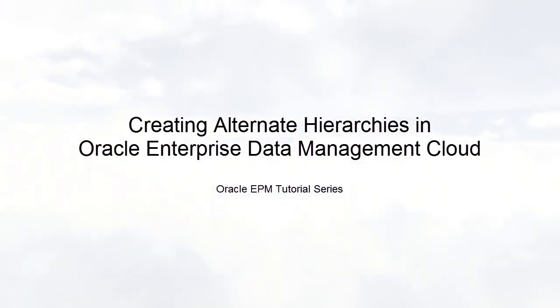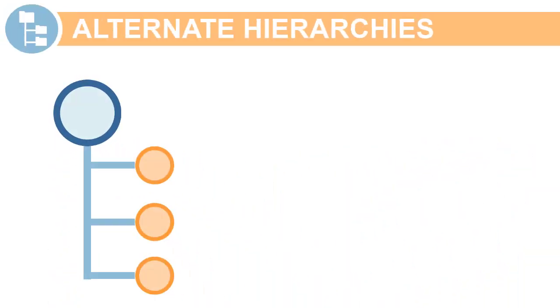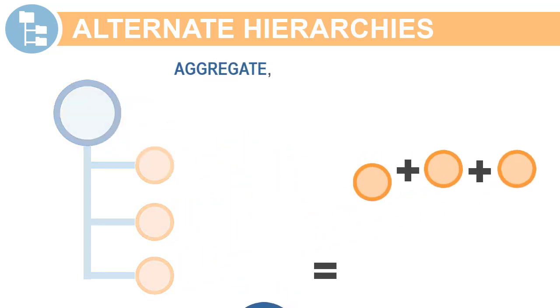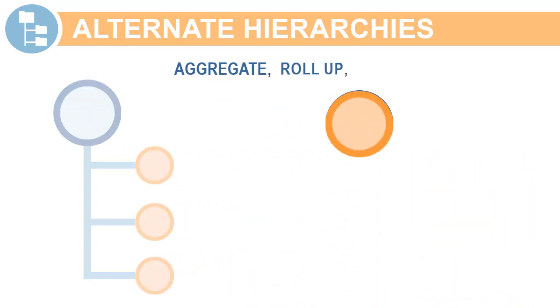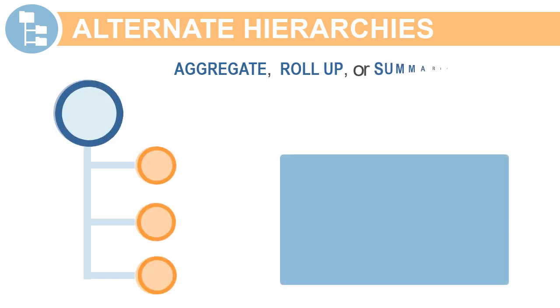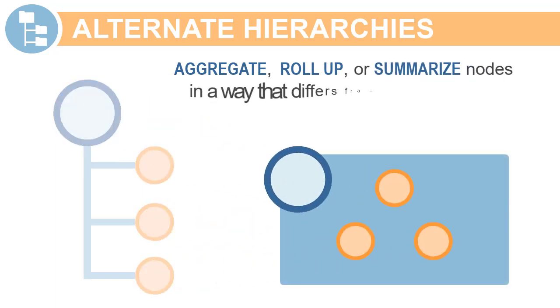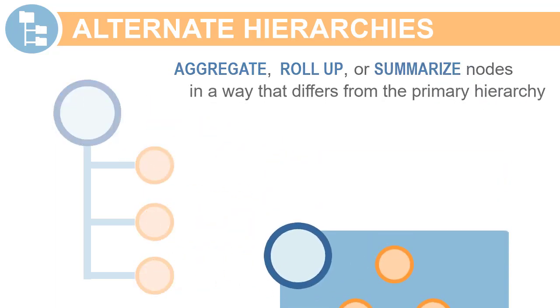Welcome to this step-by-step tutorial on how to create alternate hierarchies in Oracle Enterprise Data Management Cloud. An alternate hierarchy aggregates, rolls up, or summarizes nodes in a way that differs from the primary hierarchy.